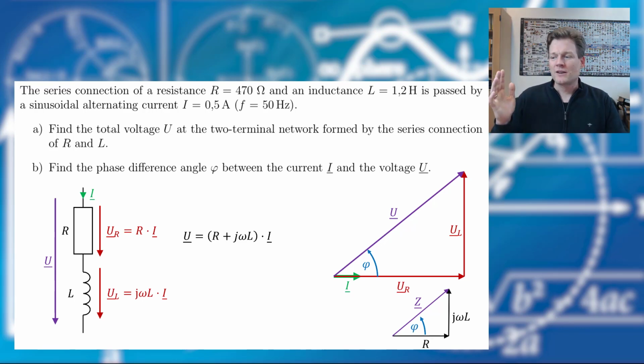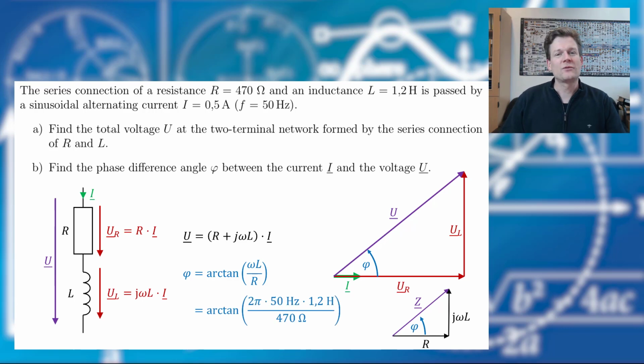We know that the tangent of phi is the opposite leg divided by the adjacent leg, and therefore we can calculate it like this. And with the given number values it looks like this, and if we type this in a calculator we get to a phase shift of 38.73 degrees.